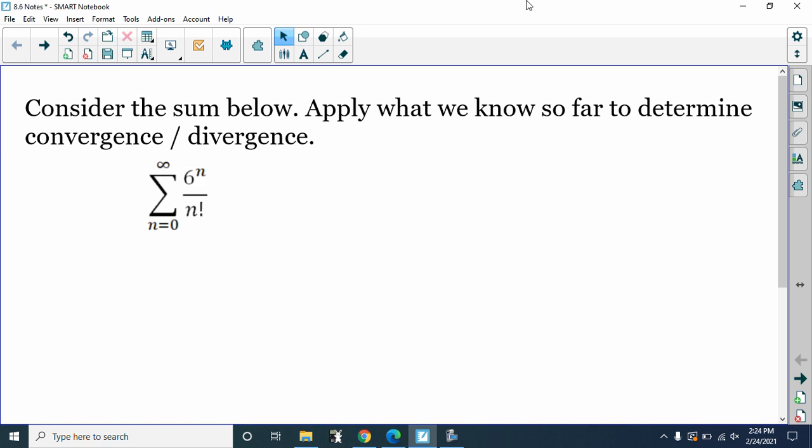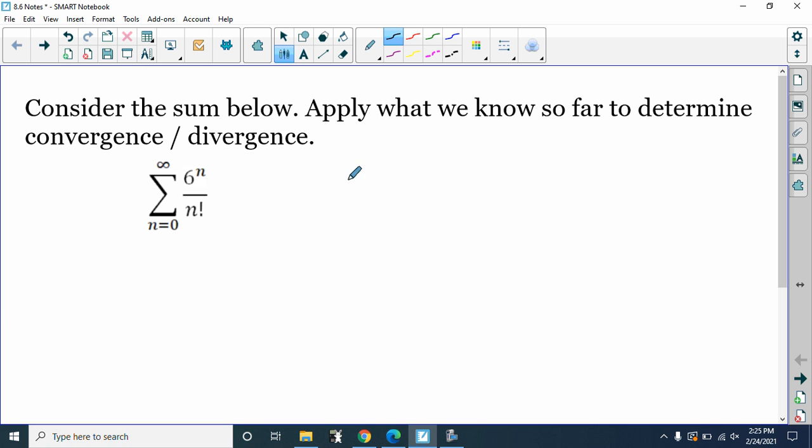First thing we're going to do is take a look at this series: the sum as n starts at 0 and goes to infinity of 6 to the n over n factorial. And we're going to briefly talk through all the things we've done so far.